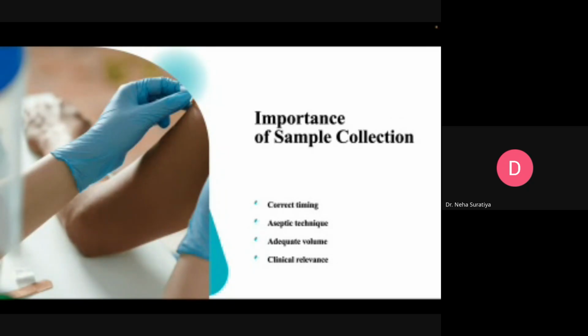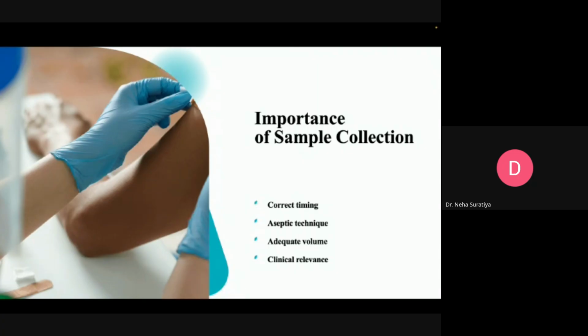For an example, urine culture. If the midstream urine is not collected, skin bacteria contaminate the whole sample. What will happen next? A false infection will be there in the report. Same goes with the sputum culture. If saliva is collected instead of sputum, what will happen? The lab grows what? Oral flora, right? And the report becomes again meaningless.